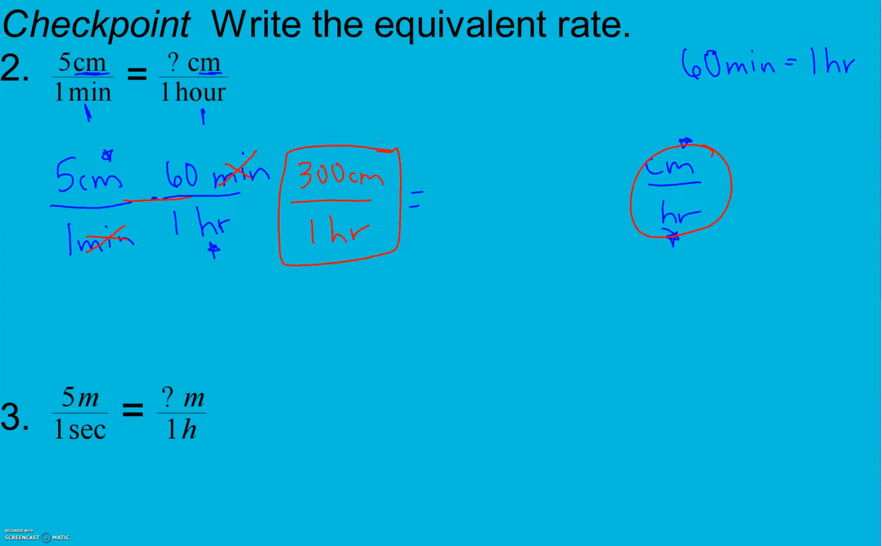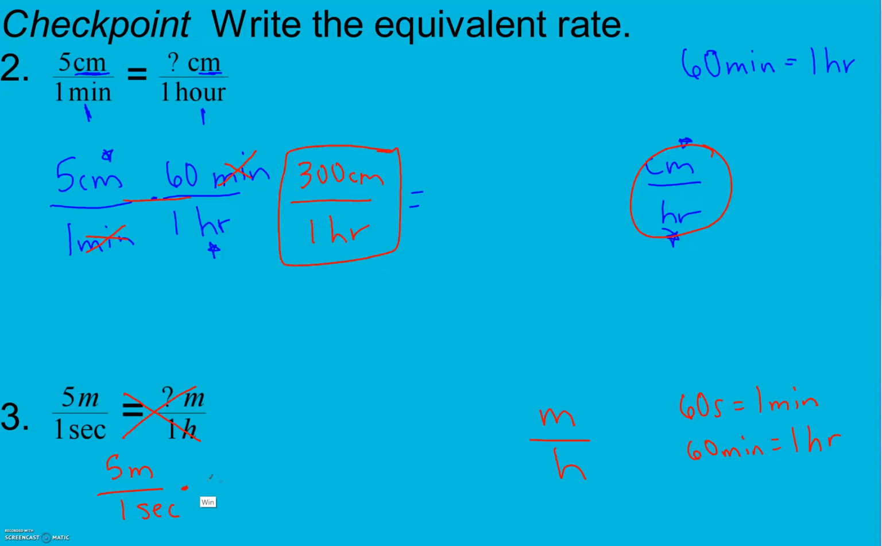In number 3, I have 5 meters per 1 second, and I'm going to meters per hour. So again, we don't have to have just the number there. We're not trying to find that number necessarily right away. What we're trying to do is to get our final label to be meters per hour. So 5 meters over 1 second. To go from seconds to hours, we might not know that right away, but we know that there's 60 seconds in 1 minute and 60 minutes in 1 hour.